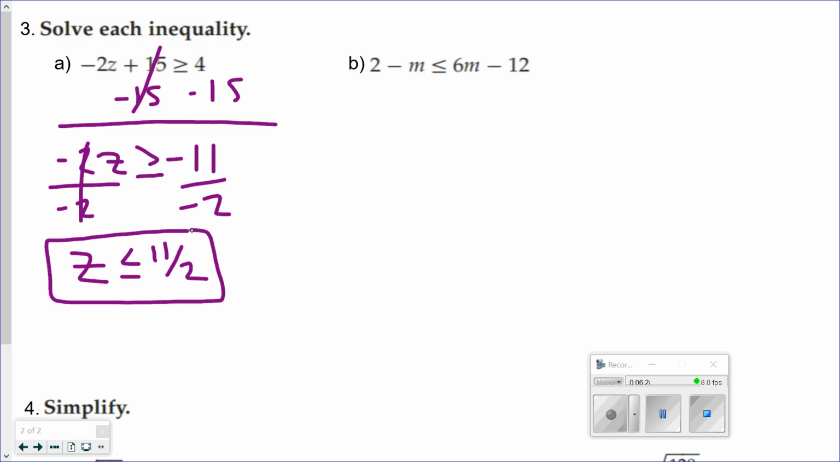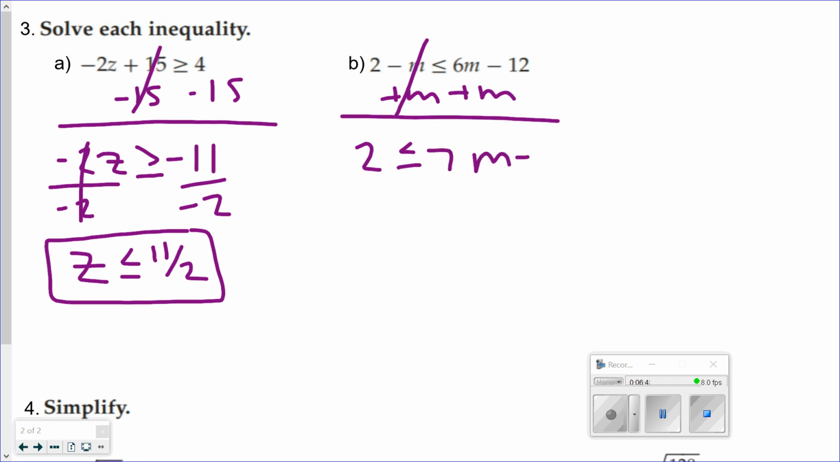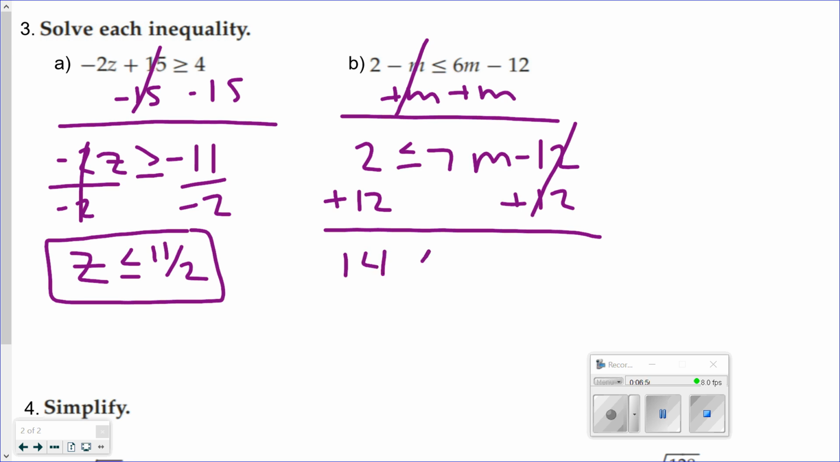For part B, I want to get my m's on one side of the inequality and my constants on the other. So the first thing I'm going to do is add m, so that cancels. So 2 is less than or equal to 7m minus 12. Next, I'm going to add 12 to each side. And I have 14 is less than or equal to 7m.